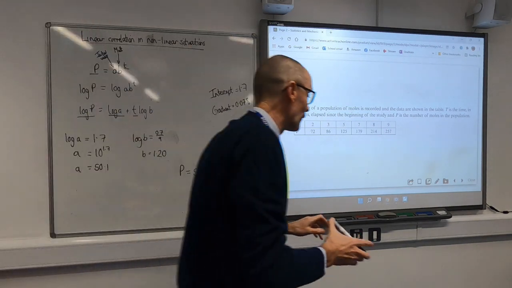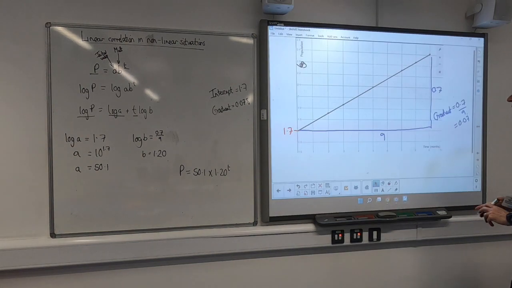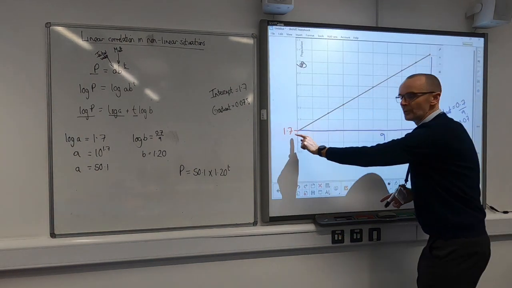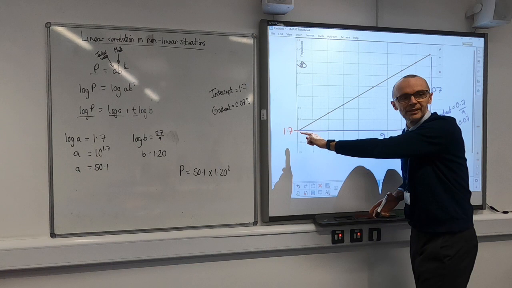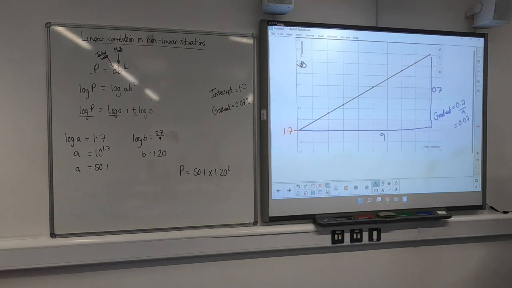How did you find the intercept? I just did it from the graph. I joined my points up and said, where did it cross the y-axis? The only thing to remember, though, is that in exam questions, you'll be given the equation of the line of best fit. We'll do one of those in just a minute.